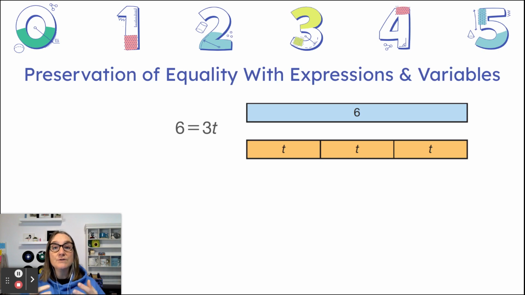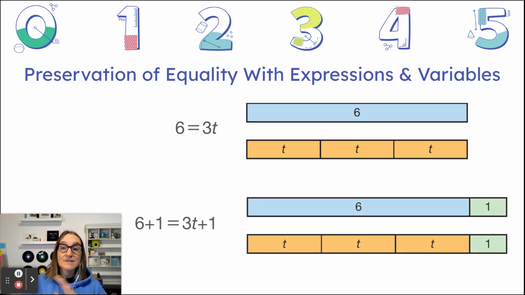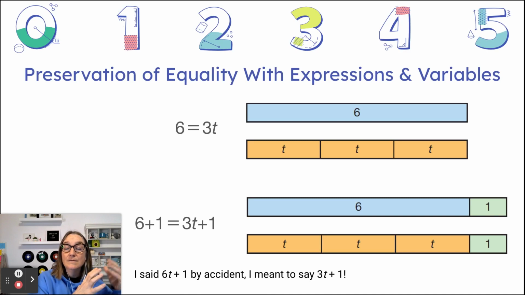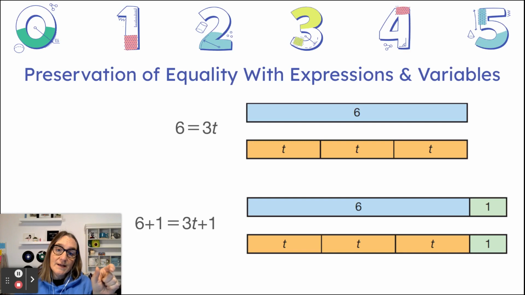Now let's see what happens when we do things to both sides of this equation. For instance, we can add the same number to each side. So 6 plus 1 equals 3t plus 1. And what we did in the model was add a small green piece that represents 1. If you measured it, you would find it is exactly 1/6 of the size of the blue strip that is labeled 6. So we have to be sure, if we're using number strips, that we have those proportions correct.